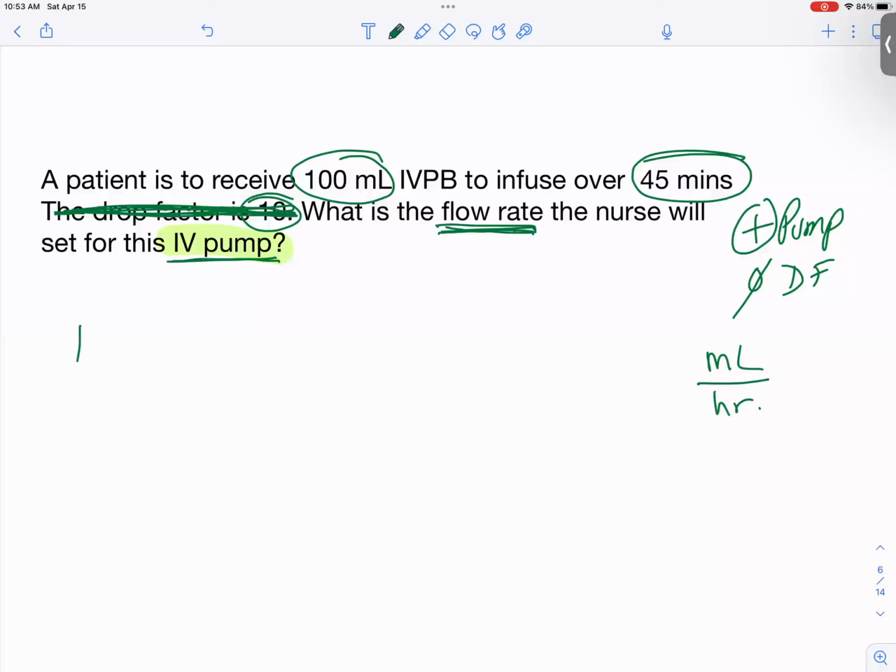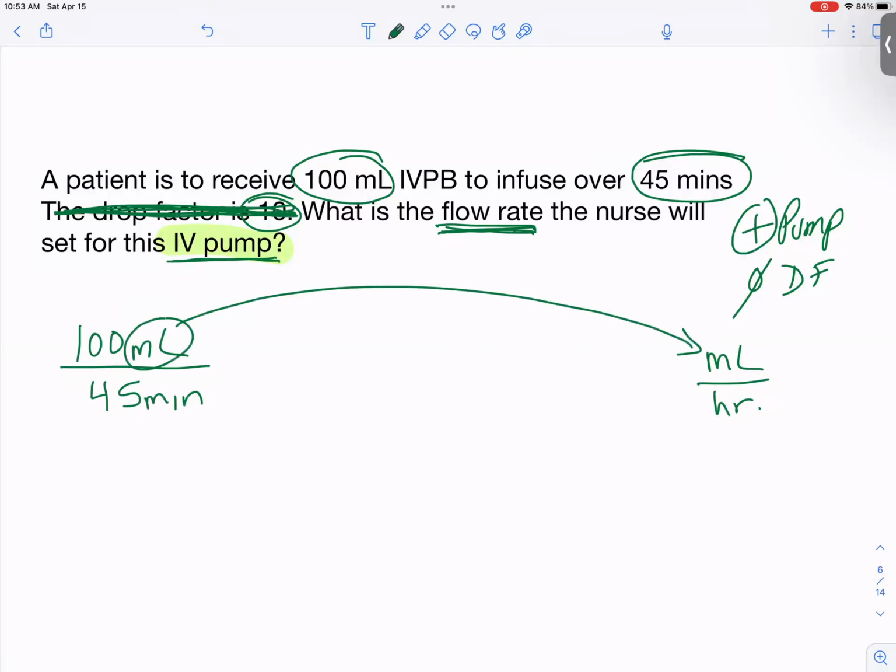Okay, so my volume is 100 milliliters over time, 45 minutes. I have milliliters in my numerator, good, but I have minutes in my denominator and I need hours. So how do I change hours to minutes? 60 minutes in 1 hour. Now I have every single thing I need.